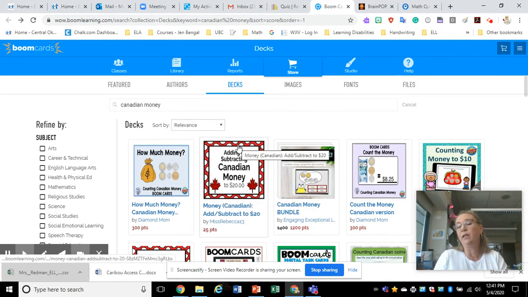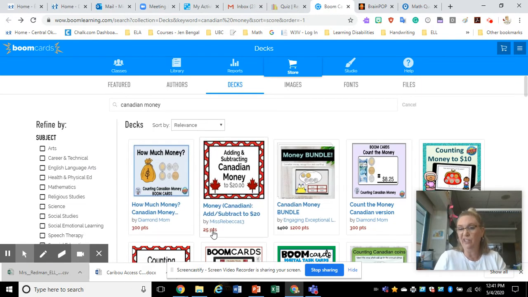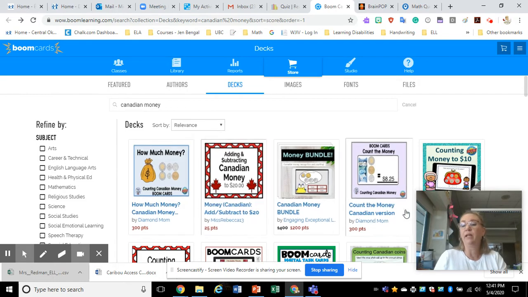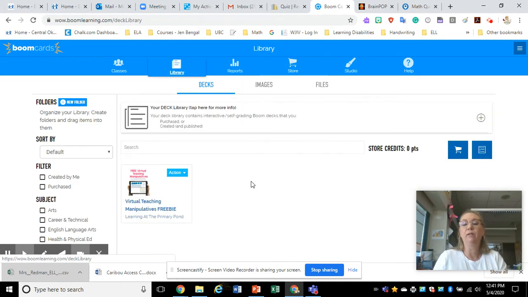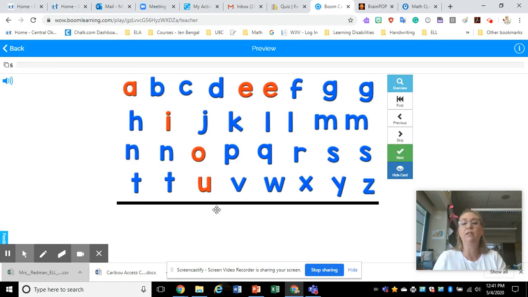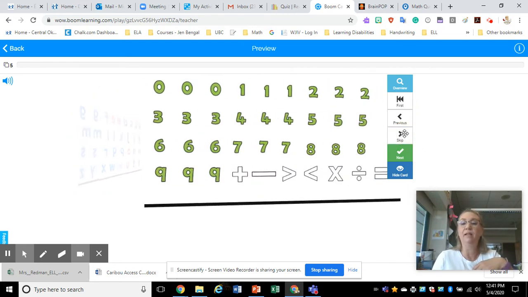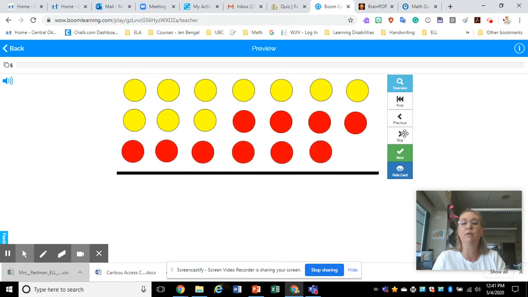The second platform that I've started trying is Boom Cards. Boom Cards is really a resource library. You can purchase things by points, and they're very cheap. I've been working on Canadian money with my Korean students, so we've been doing that. If I go into my library, I'm using this for math for the distance learning. I have my math and phonics manipulatives. So you can see that I've got some different ones going on here.